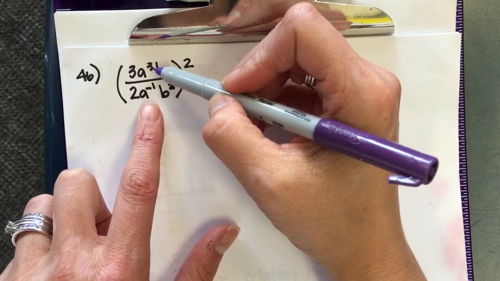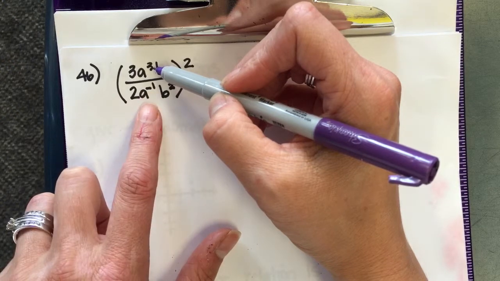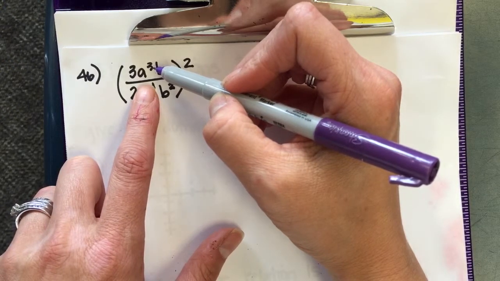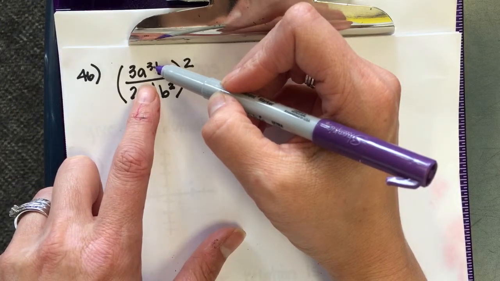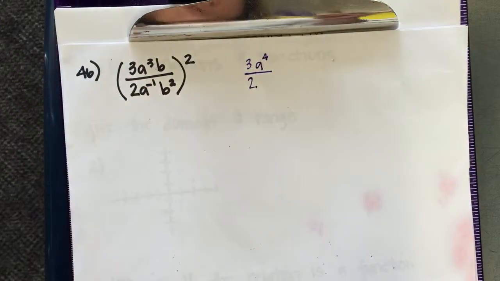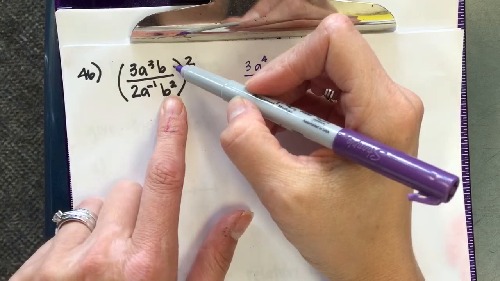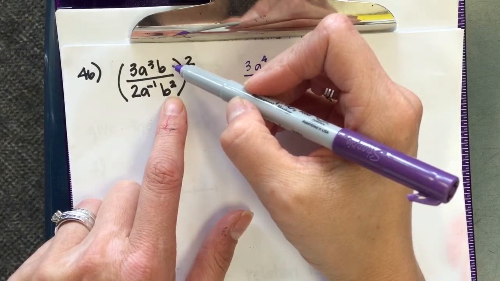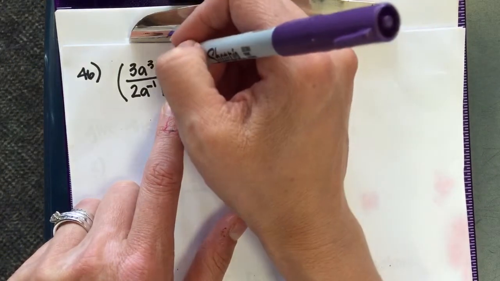On the bottom, I have an a to the negative 1. I can't have a negative 1. So to change a negative exponent, I need to move it. If it's on the bottom, move it to the top. There are 3 a's up there. I'm going to move this 1 more up there. So now I have 4 a's on top. A to the 4th. If we look at the b's, neither of those have negative exponents, so I don't need to move anything. But I don't want to leave b's on the top and the bottom. I need to reduce them.